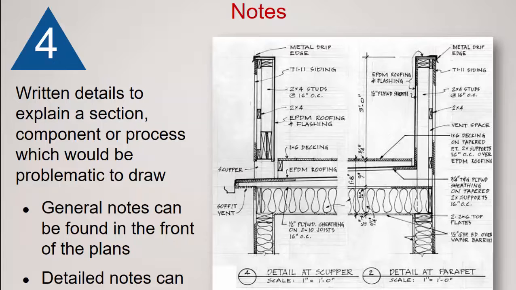Number 4 is notes. These are written details to explain the section, component, or process which would be problematic to draw. You can tell by the level of detail in the picture on the right how difficult that would be if it was drawn within the full set of the building, the full scale, the full picture of the building. So what we have to do is draw smaller, more detailed pictures, and label them using notes.